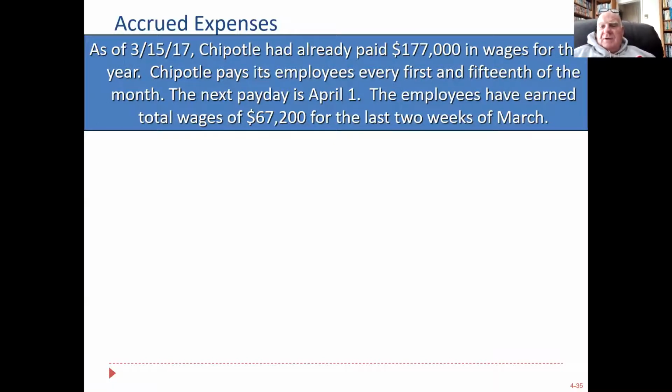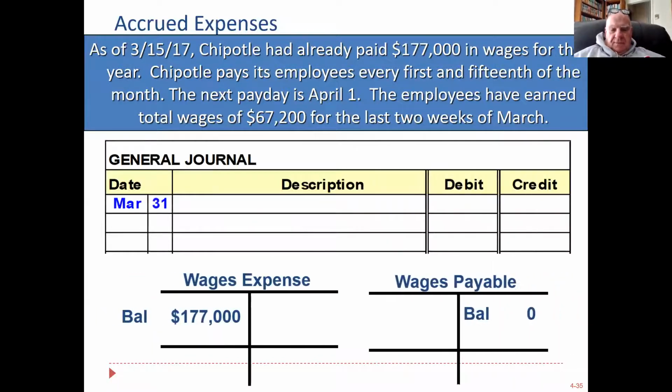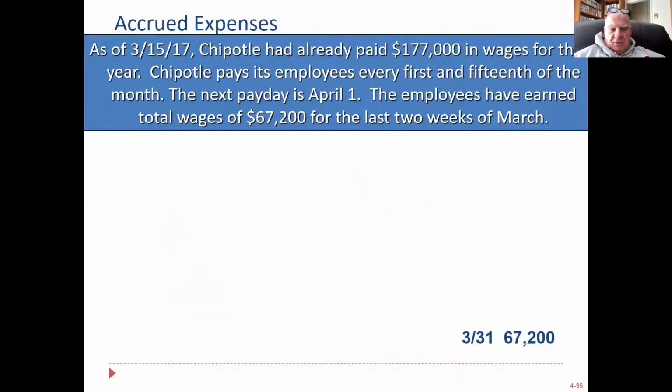The employees have earned total wages of $67,200 for the last 2 weeks, or the last half of the month. So we have to accrue something here. Let's take a look at it. Here's the wages expense. That is from earlier in the month. There's no wages payable yet, nor can there be.